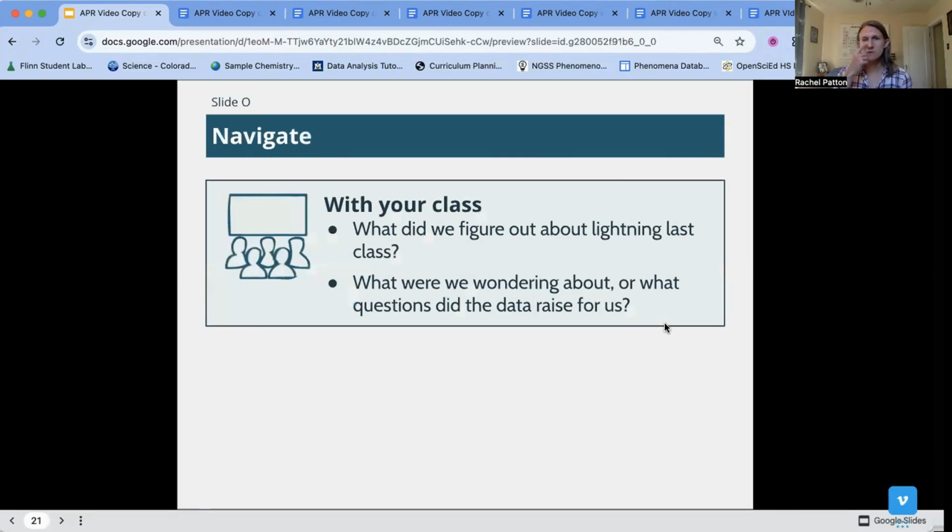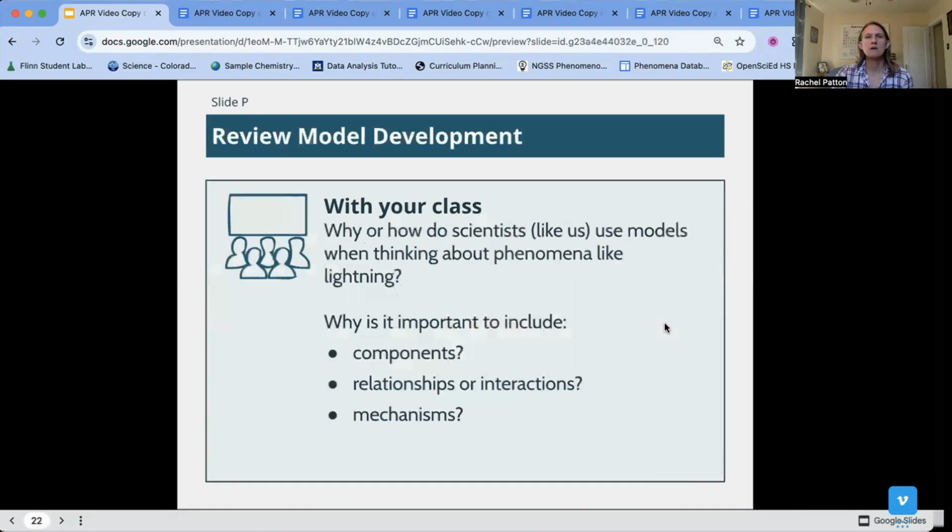So first, take a moment to remind yourself what we figured out about lightning last class. Think about the data you examined, the story or stories that you read and talked about, and what sort of questions came up for you from those stories or the videos or the data. And then think about why scientists like us use models when thinking about phenomena like lightning.